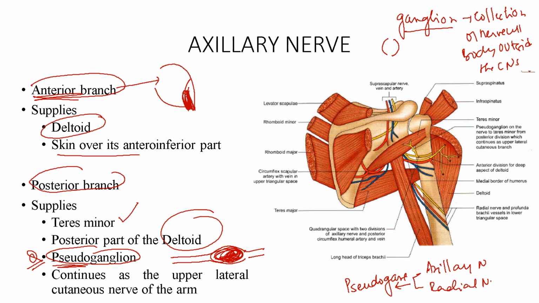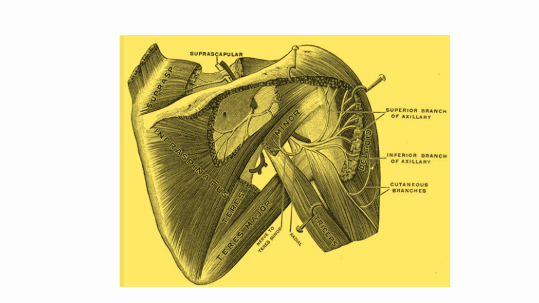Then this posterior branch continues as the upper lateral cutaneous nerve of the arm. You can see here, this is the posterior branch of the axillary nerve. You can see the pseudoganglion over here. It supplies the teres minor muscle. So this is the teres minor muscle, and the nerve to the teres minor has the pseudoganglion, and forms the posterior division, which continues as the upper lateral cutaneous branch of the axillary nerve. So this is the course and the supply of the axillary nerve.